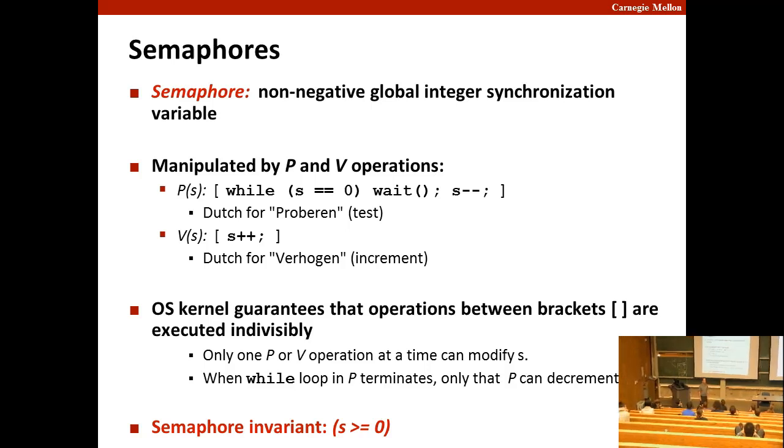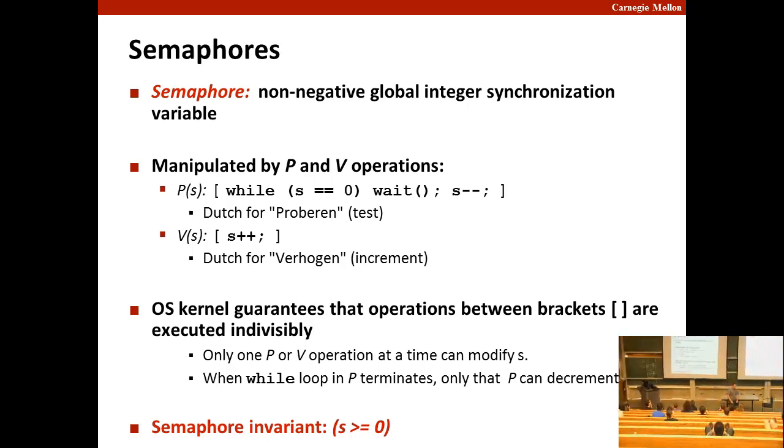V increments the count of available resources. So I approach the bathroom, I do a P until I get a toilet, I make use of the toilet, and then I do a V, releasing the toilet. Make sense?